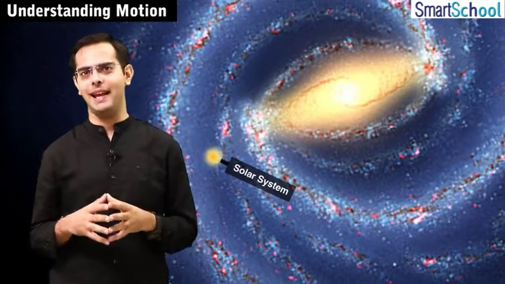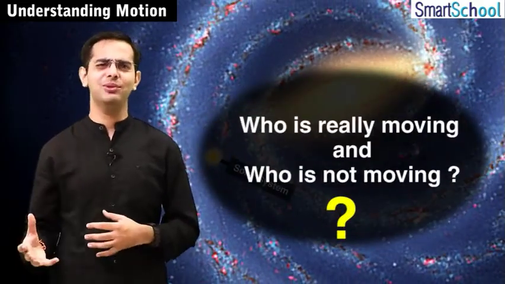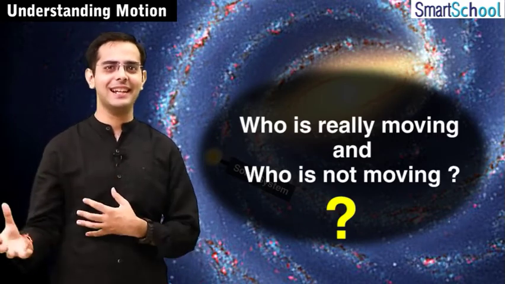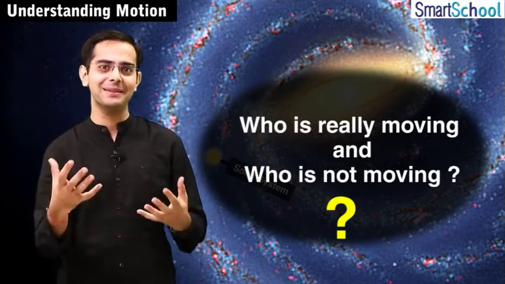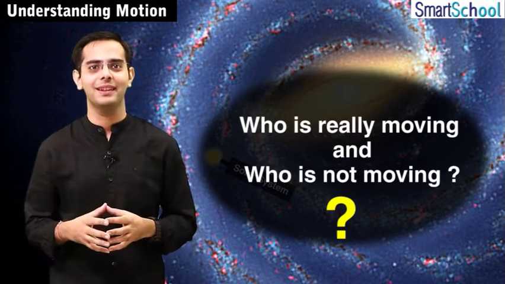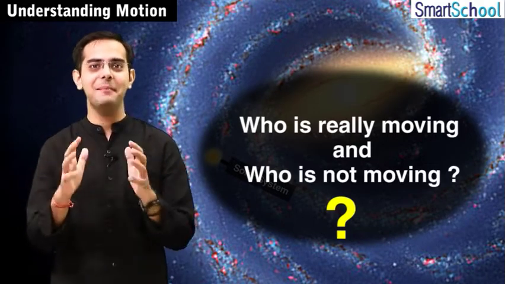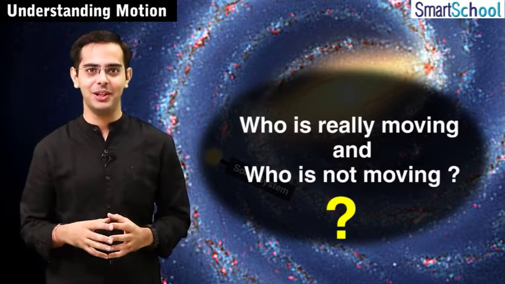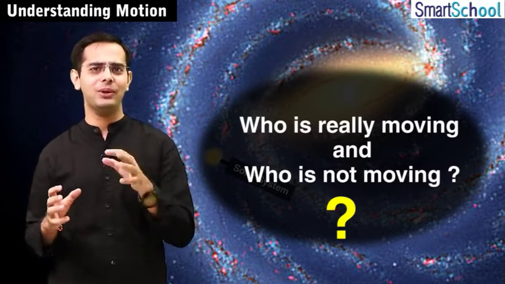And now you'd be saying, so who's really moving and who's not moving? You say the sun is at rest, and the next moment you say the sun is moving. So what's actually happening? What's actually moving and what's not moving? So far, in all the examples that we've discussed in this particular module, did you find any common peculiarity?